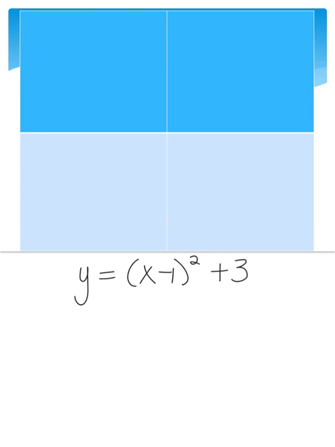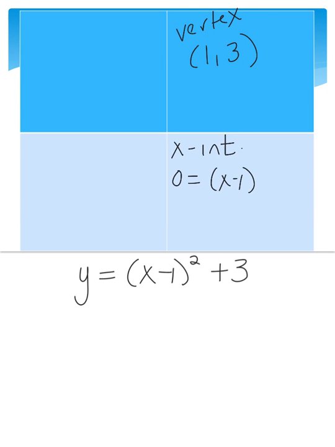Let's do one that's in vertex form. This makes finding the vertex a little bit easier, because I can look at that and see that the vertex is at 1, 3. Let's go ahead and jump to x-intercept. So we've got to let y equals 0. So when we do that, we can see that this may require a little bit more work.